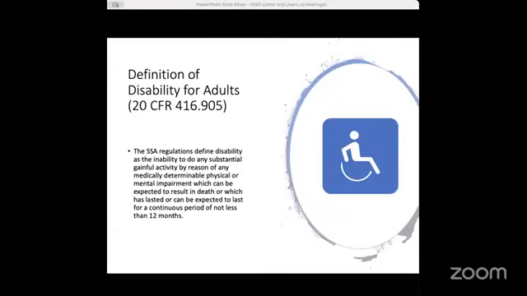Like I said, the main thing you're trying to prove in these applications and these hearings is that you're disabled and you therefore can't work. You might be wondering, what does disabled mean in this particular context? Here on this slide, I have the formal definition of disability from Social Security's regulations, and I'll read it to you now. Disability is the inability to do any substantial gainful activity by reason of any medically determinable physical or mental impairment, which can be expected to result in death, or which has lasted or can be expected to last for a continuous period of not less than 12 months.